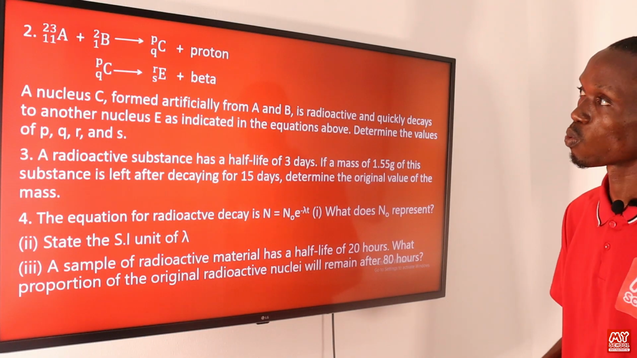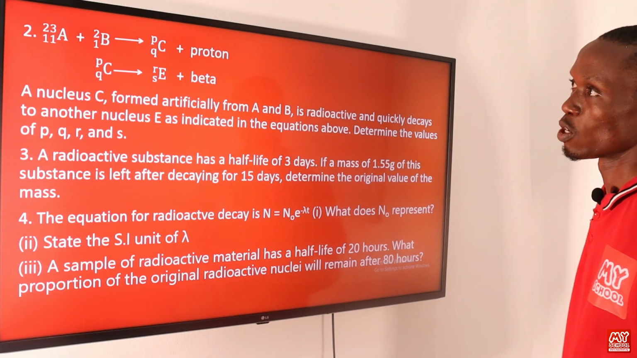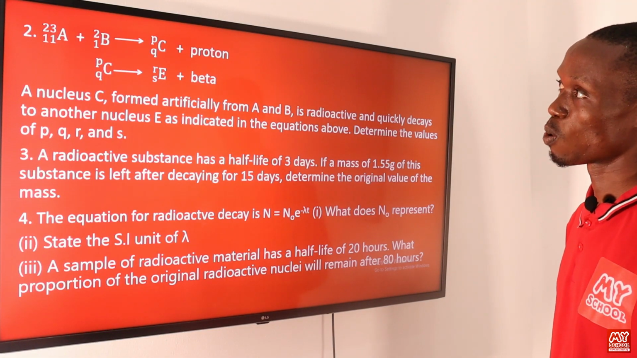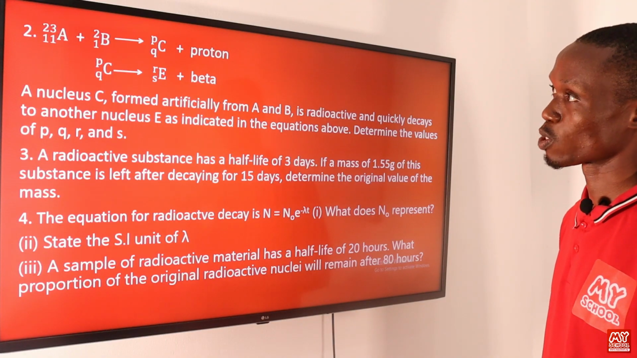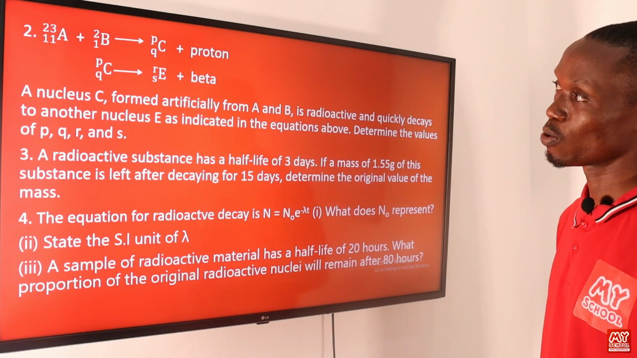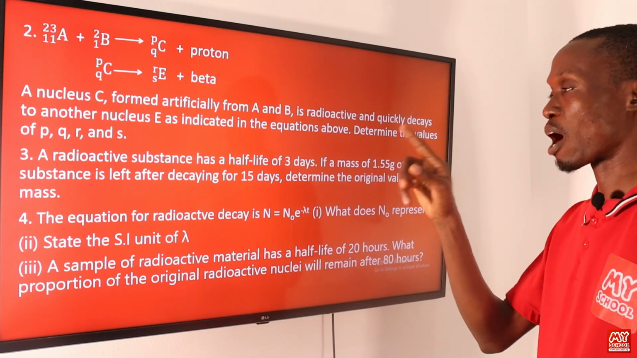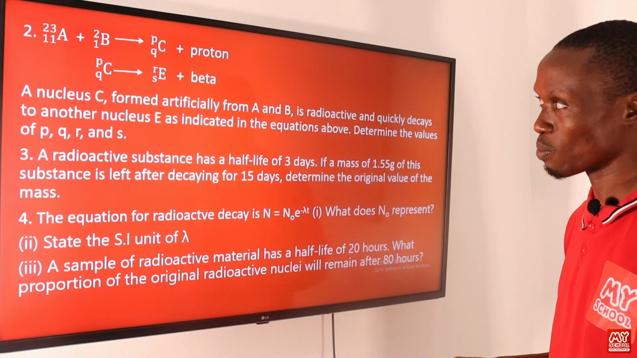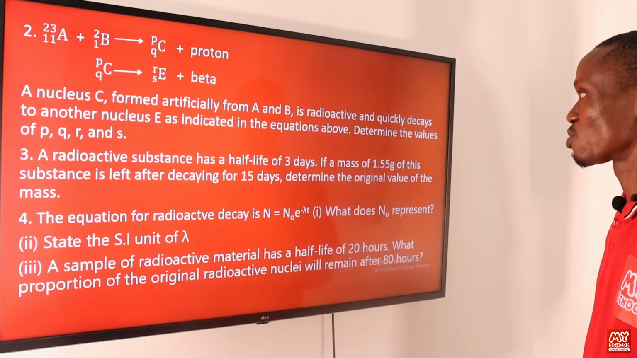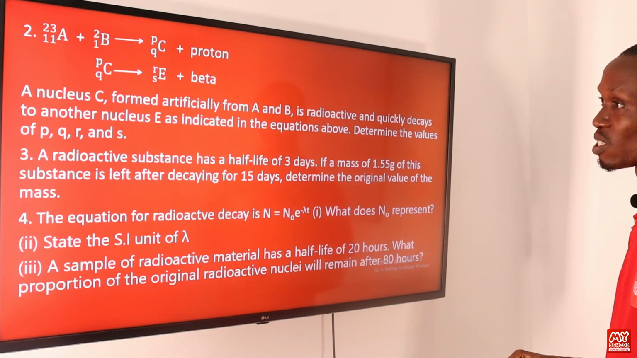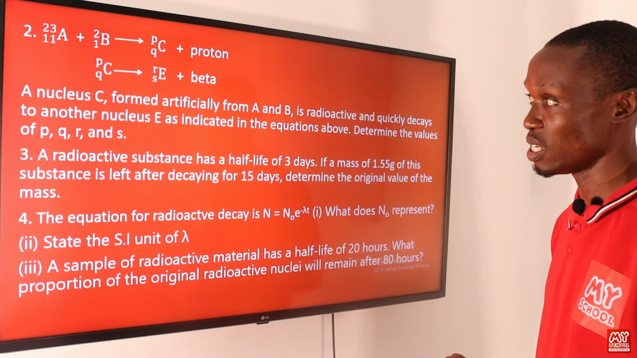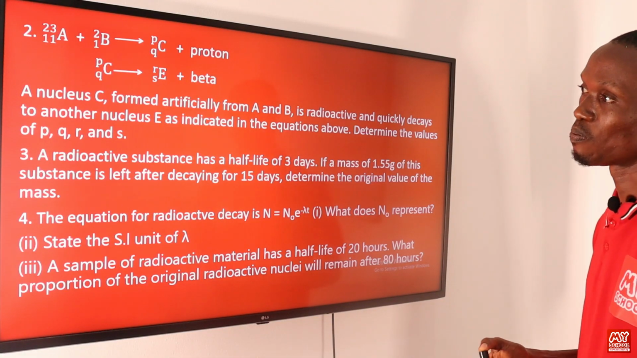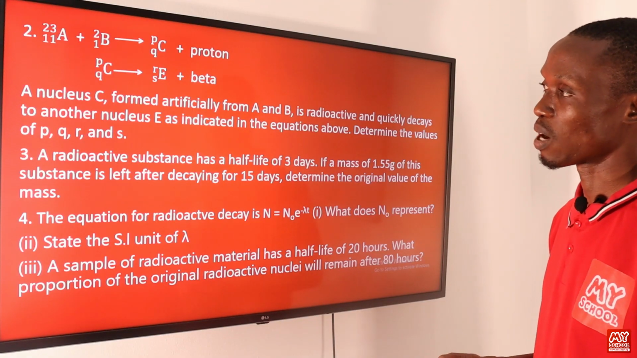So for example 2, we are given this equation. 23, 11, A plus 2, 1, B is equal to P, Q, C plus a proton, then P, Q, C gives you R, X, E plus a beta particle. A nucleus C formed artificially from A and B is radioactive and quickly disintegrates to another nucleus E as indicated in the equations above. Determine the values of P, Q, R, and X.